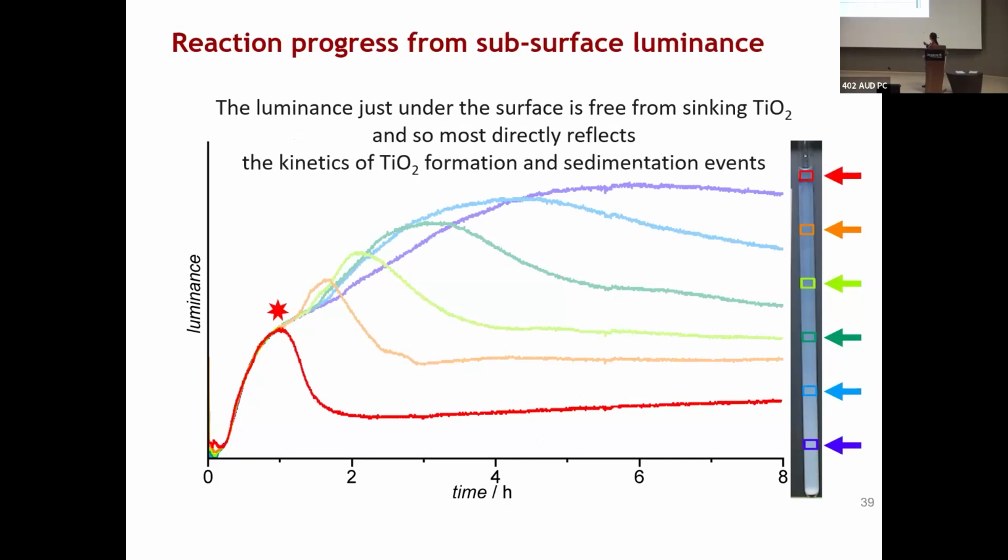So now we know, when we're doing these luminance measurements, and also when we go and do our X-ray measurements, we want to be sticking our X-ray beam or looking at that part just underneath the surface. So that tells us what's forming and what's sinking out, and is not convoluted by anything falling in from above.